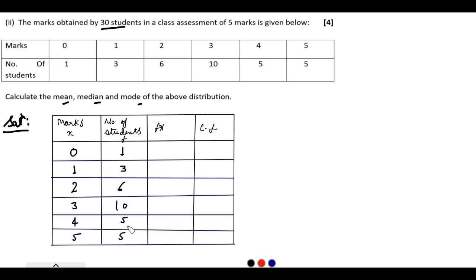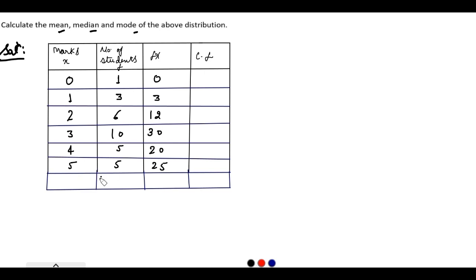Now for mean, we have to calculate fx, that is 0, 3, 12, 30, 20 and 25. Now calculate summation f and summation fx. Summation f is 30 and summation fx is 90. Now mean is equal to summation fx divided by summation f, 90 divided by 30. Means the value of mean is 3.